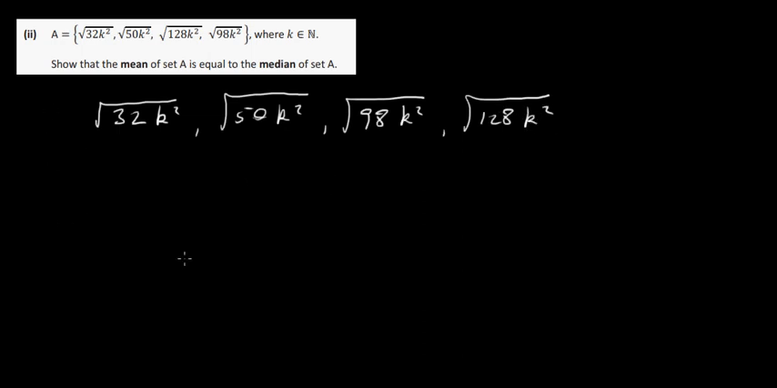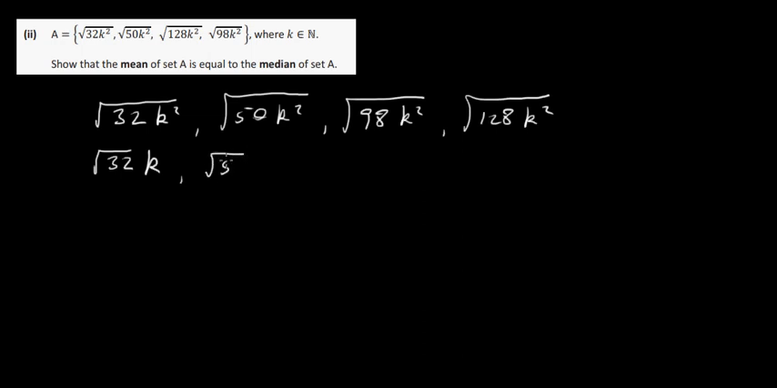Now we can rewrite these as, because the 32 is multiplied by the k squared, we can split them up. Square root 32 square root k squared. So really we've got here the square root of 32 times the square root of k squared. Well, the square root of k squared is just k.